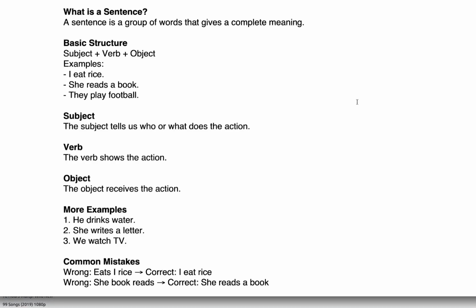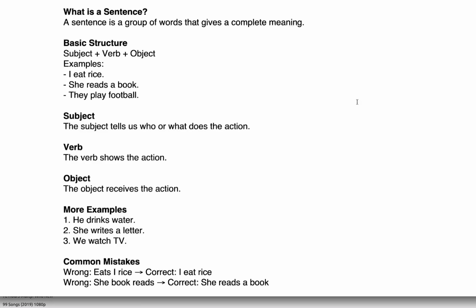I am eating something. What is it? Rice. If I say "eat I rice," this doesn't make any sense. That's why it must be something meaningful. That is what we call a sentence.